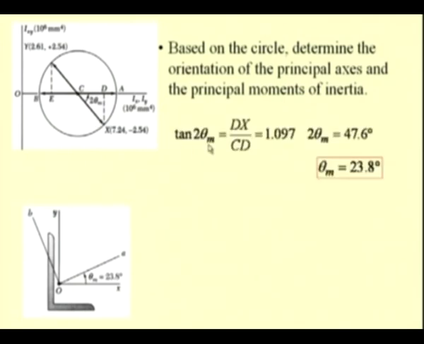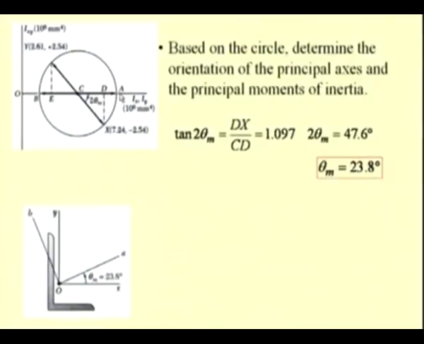So, tan 2 theta m is nothing but dx divided by CD. We have just now computed these values. So, from this we get 2 theta m as 47.6 degrees and theta m as 23.8 degrees. So, this axis OA is rotated by 23.8 degrees in the counterclockwise direction, and this axis OB is 23.8 degrees plus 90 degrees. So, these two axes correspond to the principal moments of inertia of the given area.